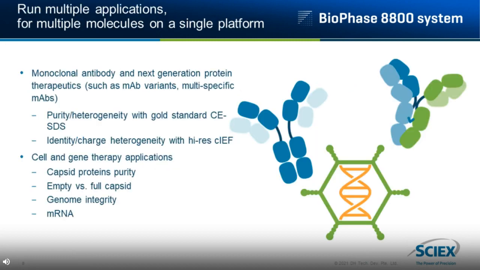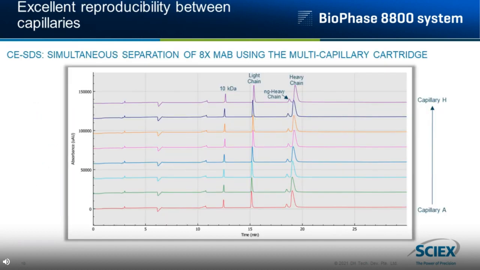So much like the P100+ system, the BioPhase 8800 system can support multiple applications for characterization of traditional mAbs, such as our classic CE-SDS assay and the identity and characterization with high-resolution cIEF. It also supports applications for cell and gene therapies, such as capsid protein purity analysis, empty and full capsid comparison, genome integrity, and mRNA analysis. With that, I will take a snapshot of some of these existing applications and demonstrate the capability.